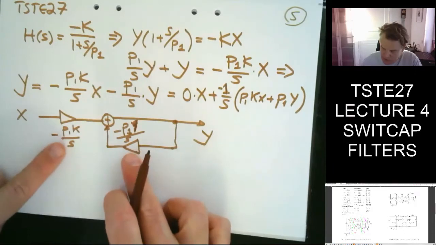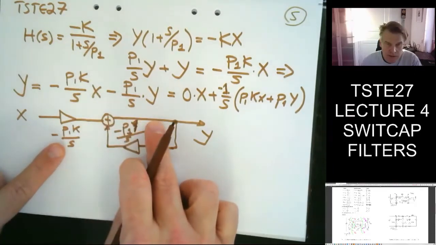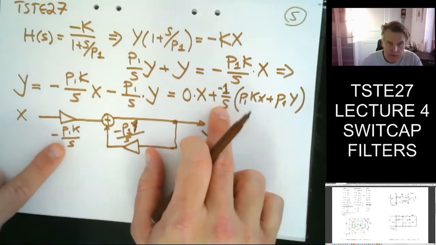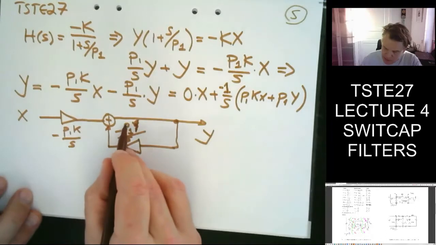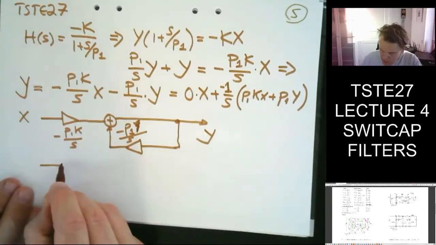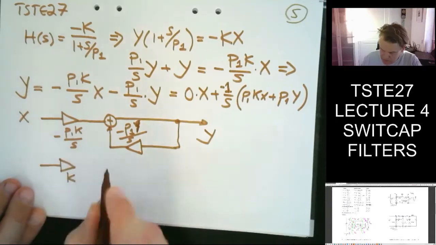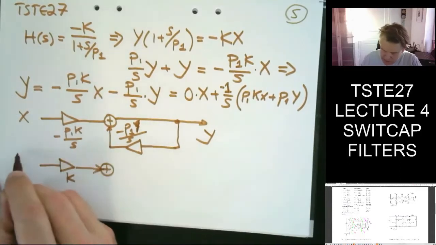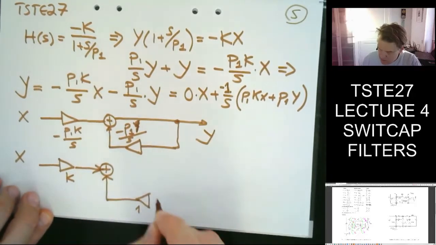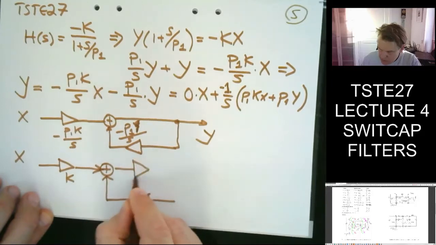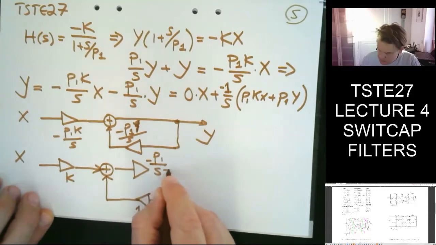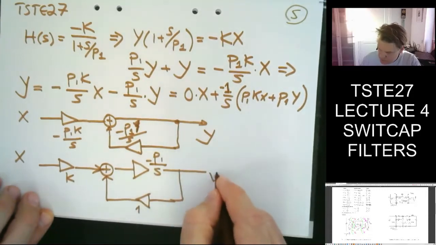I can push my integration forward in the summation sign. That's essentially what we've done here when we brought out 1 over s from the parentheses. But I can also bring p1 together here. So I can write this as k times x, and then we have here just a gain of 1. And then here I can bring out minus p1 over s, and then bring out y.